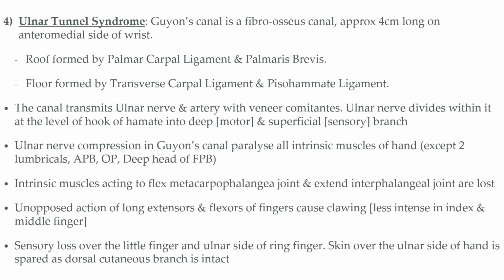Any condition which results in narrowing of this canal may result in compression of the ulnar nerve. The ulnar nerve provides motor supply to the intrinsic muscles of the hand, except the first and second lumbricals, abductor pollicis brevis, opponens pollicis, and the superficial head of flexor pollicis brevis. All other intrinsic muscles of the hand are innervated by the ulnar nerve.